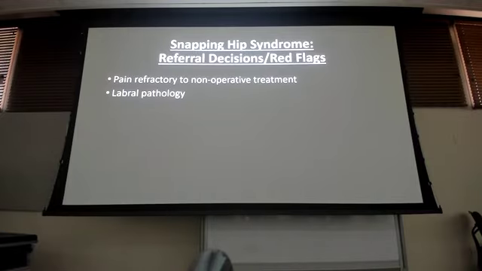You gave them a home exercise program, you sent them to physical therapy. They really got no improvement. They continue describing all this snapping of the hip, and/or labral pathology. You send them to someone like me, right? Do you think you might want to consider doing an MRI arthrogram before you send them? Maybe, right?